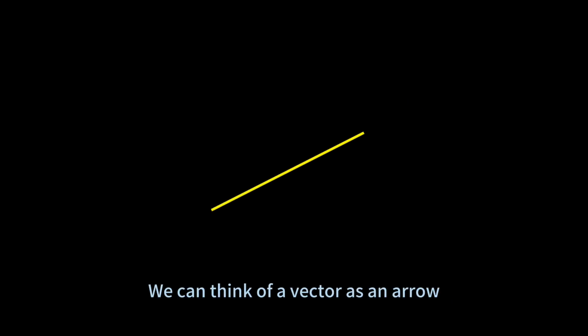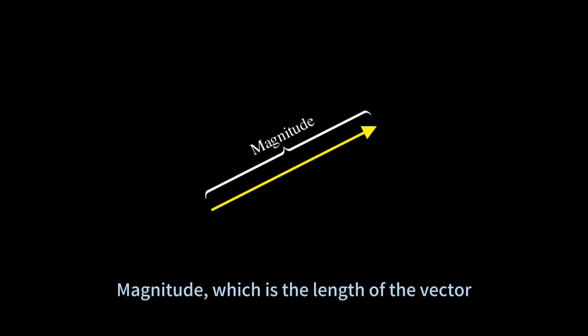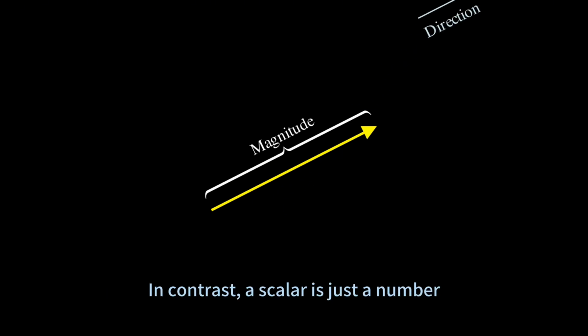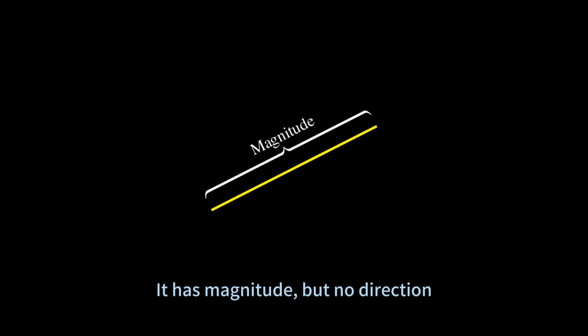We can think of the vector as an arrow. It has two key properties: magnitude, which is the length of the vector, and direction, which is where the arrow points. In contrast, a scalar is just a number. It has magnitude but no direction.